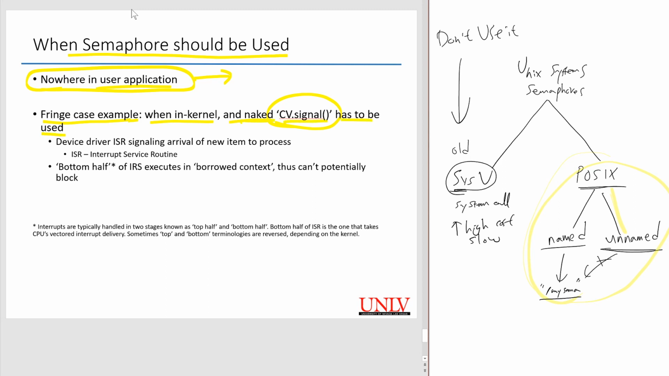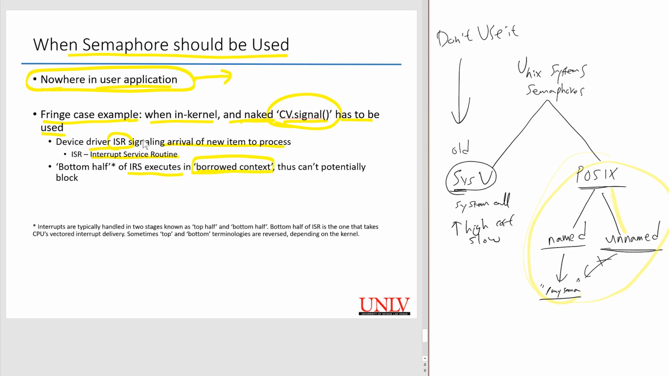So naked signaling means that you're calling this signal outside of critical section. And we talked about why that's dangerous. The reason is the signal can be lost. But in kernel, especially when you're writing interrupt service routine, ISR refers to interrupt service routine, then it is impossible to block essentially, because the ISR executes in borrowed context.